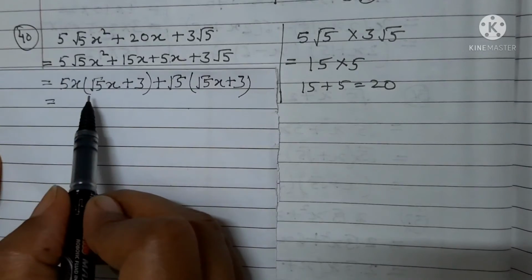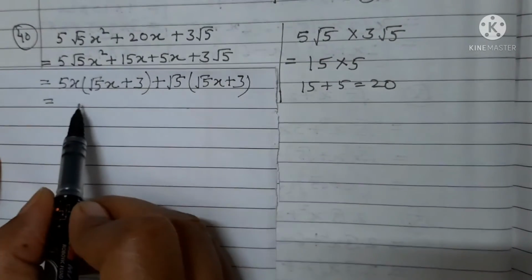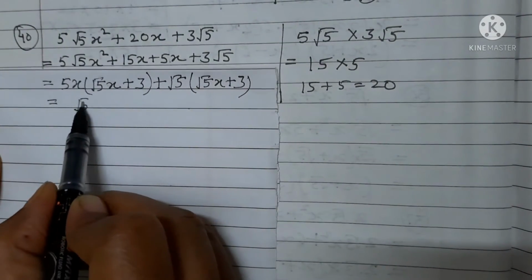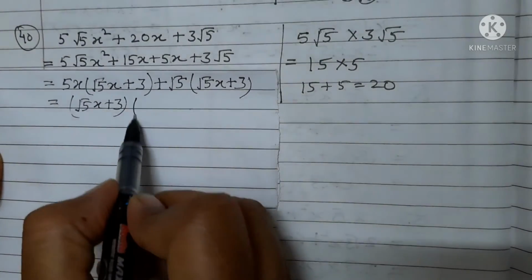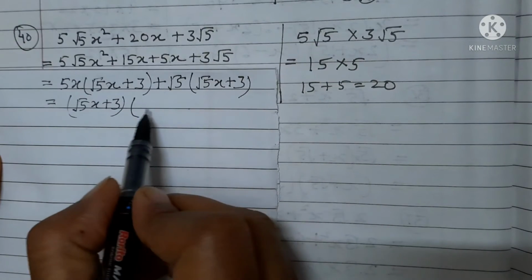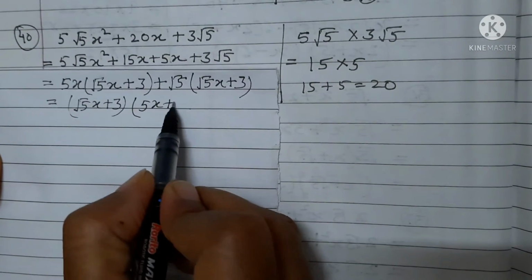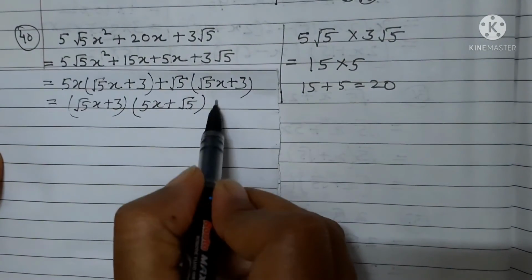Now next step, root 5x plus 3 is common from both the terms, and the remaining part is 5x plus root 5. Answer. Next question.